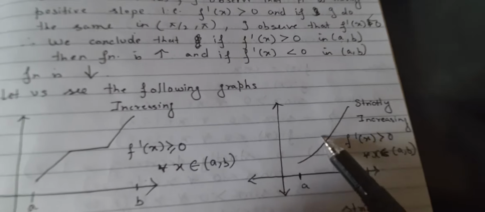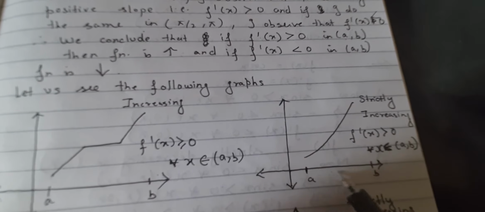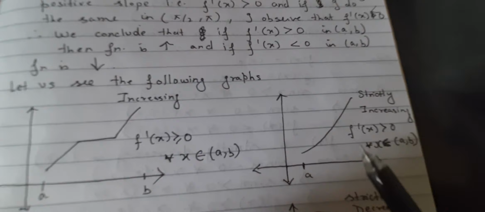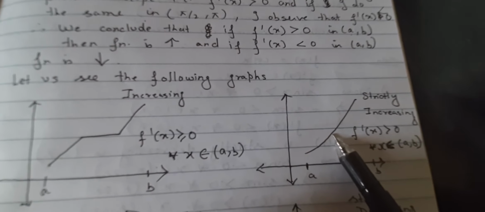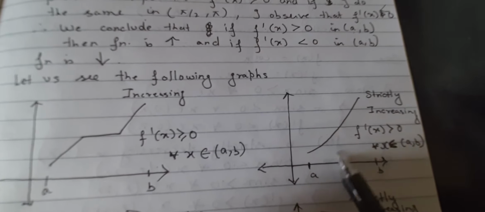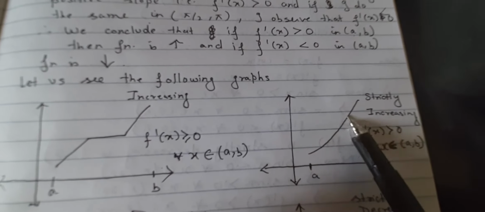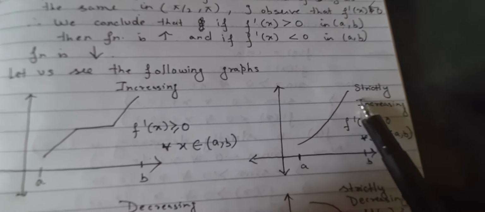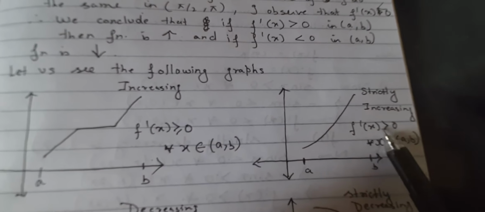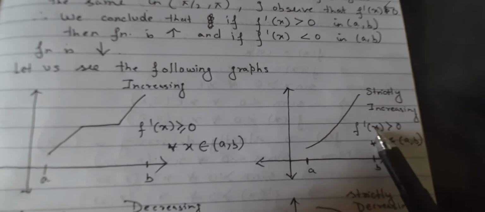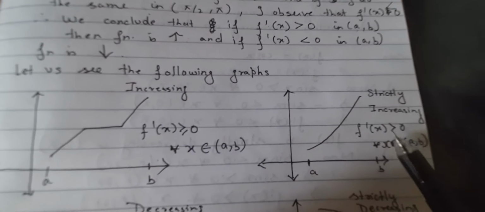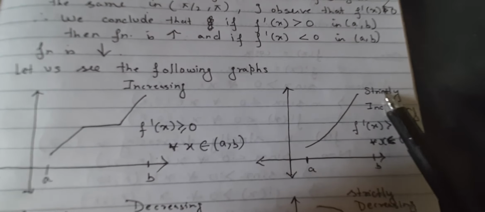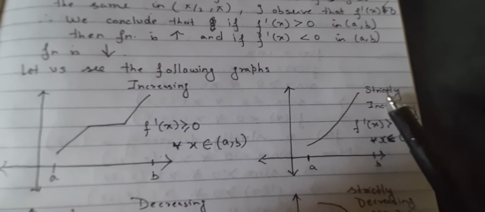Over here it is continuously increasing. When x is increasing, fx is also increasing. At no point is the value of f dash x 0. The value of f dash x is 0 only when the tangent becomes parallel to the x-axis, and here at no point will the tangent become parallel to the x-axis. So in such a case, f dash x is greater than 0 and not equal to 0. Mind you, over here it was greater than or equal to 0, so increasing. But if it is greater than 0, it will be called strictly increasing. If a function is strictly increasing, obviously it will be increasing also.